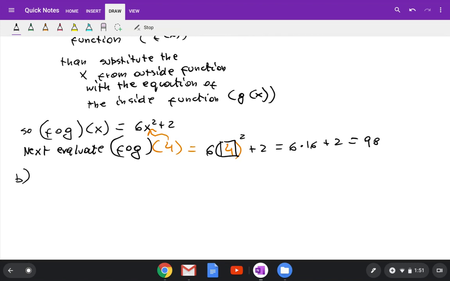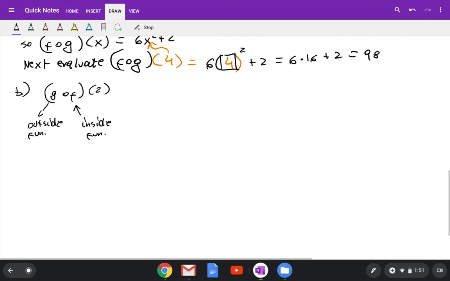Next, they're asking you this: G composed with F of 2. So look what happened. In this case, G is the outside function. F is the inside function.